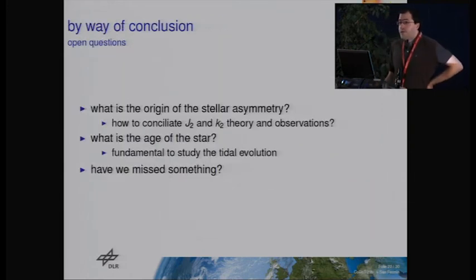So there are some open questions for this system. What is the origin of this asymmetry? How do we reconcile these observations? We believe that the gravity darkening is the best explanation for the light curve, although there might be another. Maybe we are missing something. We would like to know the age of the star, because this is a fundamental piece to study the tidal evolution of the system, and to explain this misalignment. Is this something important, or is it part of the regular evolution?